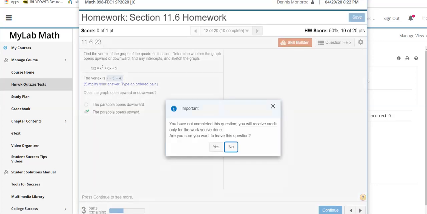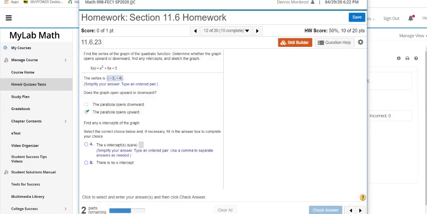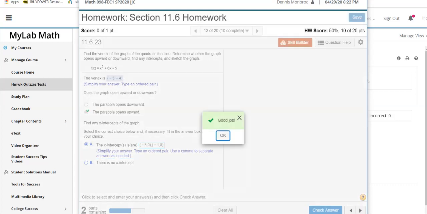Let's see, maybe there's something more. Oh, there's more? Continue. Okay, the x-intercepts. All right, there they are. Now it says type an ordered pair. So we have to put in negative 5, 0 and negative 1, 0. Okay, now check the answer. Okay, looks good.